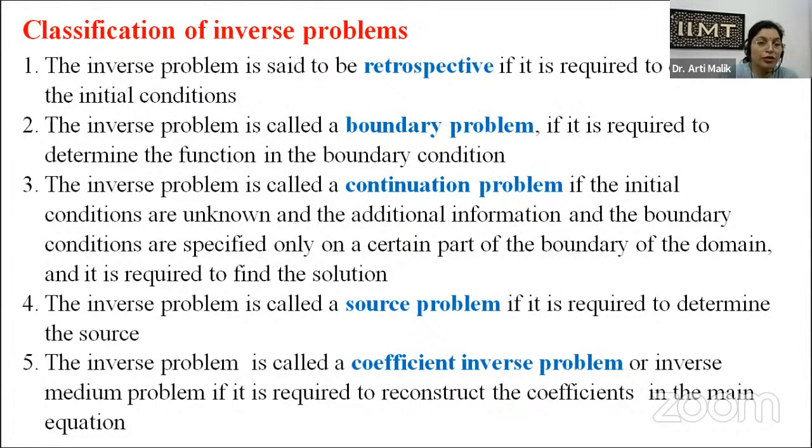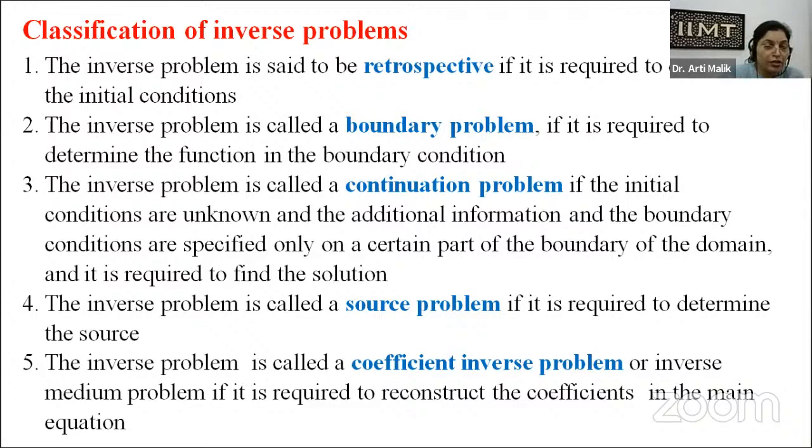Next, classification of the inverse problem. The inverse problem is said to be retrospective if it is required to determine the initial condition. Second, the inverse problem is called a boundary problem if it is required to determine the function of the boundary condition. Third, the inverse problem is called the continuation problem if the initial conditions are known and the additional information and the boundary condition are specified only on a certain part of the boundary of the domain and it is required to find the solution.